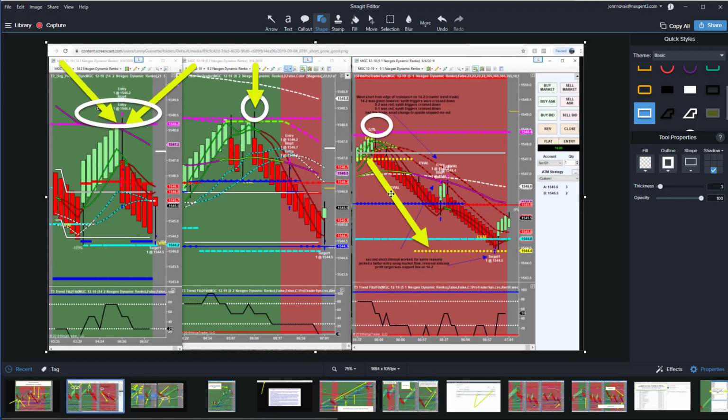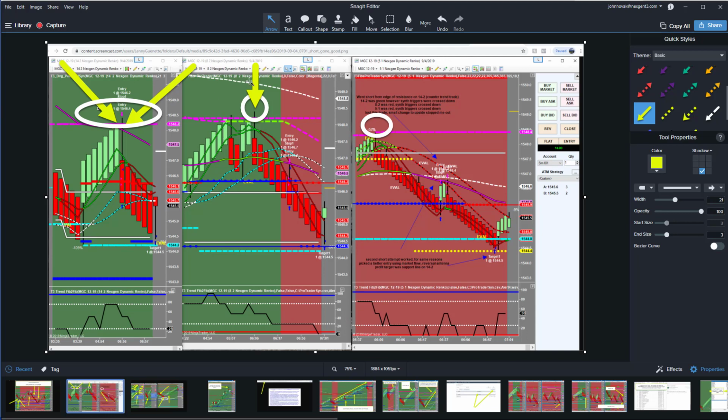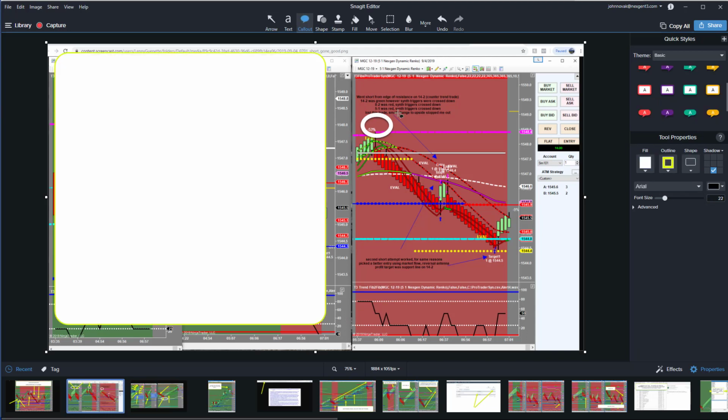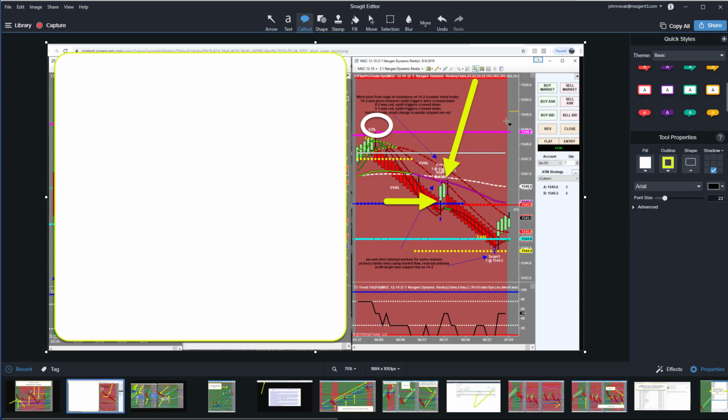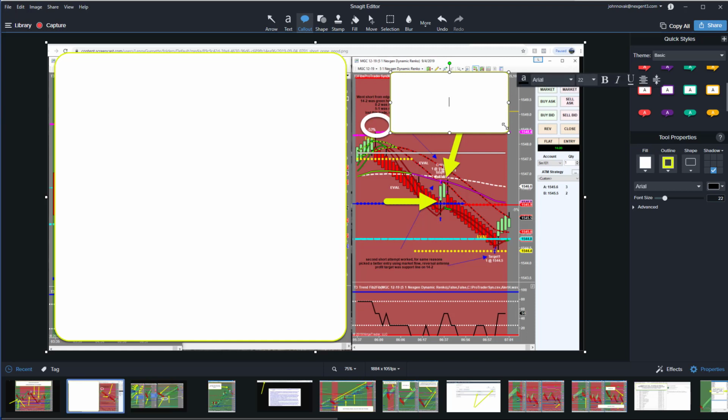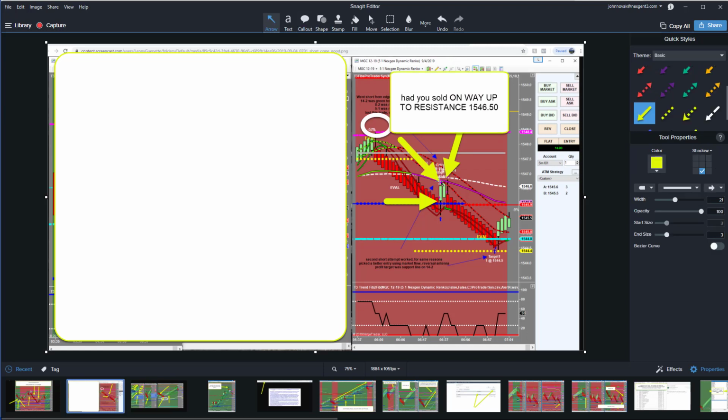let's say you had the right conditions. Forget about the other charts for a minute. I don't care about those charts. I want to now focus on your entry chart and look where you sold. You sold what? One tick above the blue line. That's not resistance. Had you sold on the way up to resistance, you would have been going short at 15.46.50, give or take. So you would have literally been selling right there where you were getting stopped out, because that technically is the only resistance on your chart.